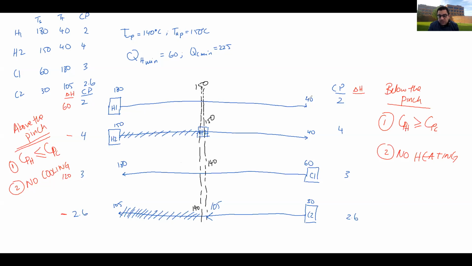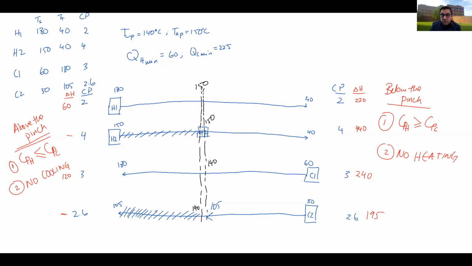And then I'm going to do this on this side as well. So below the pinch, 150 minus 40, this is 110 multiplied by 2, 220. 150 minus 40, again 110 multiplied by 4, this is 440. 140 to 60, this is 80 multiplied by 3, this is 240, right? And 105 minus 30, this is what, 75? 75 multiplied by 2.6, this is 195. Okay, so I have my enthalpies above and below the pinch.